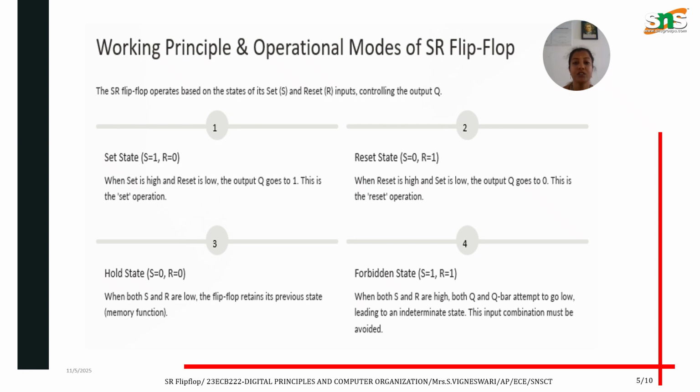And the last condition is the forbidden state. The forbidden state is a state that does not exist in the case of an SR flip-flop. That is, when S is equal to 1 and R is equal to 1, when both the set and reset inputs are high, we say that is a forbidden state, which is not possible, right? Both Q and Q bar attempt to go low, which results in an indeterminate state, and this state should be avoided in the case of an SR flip-flop.